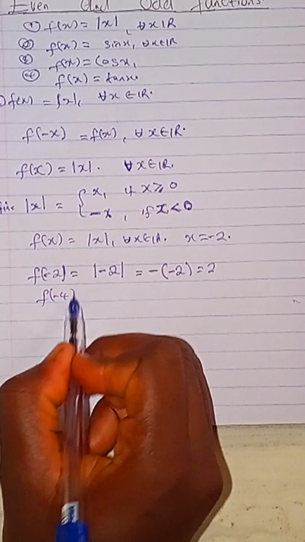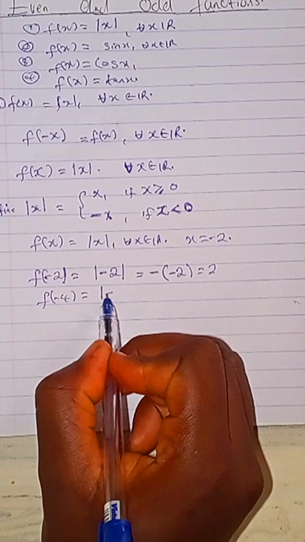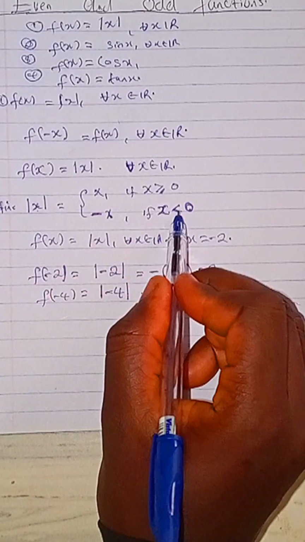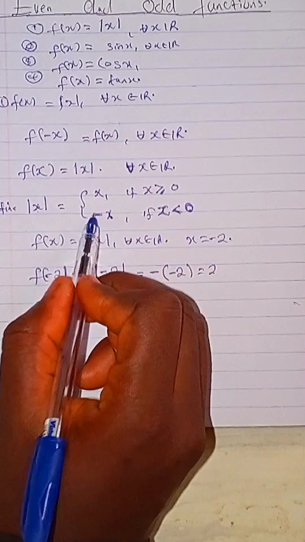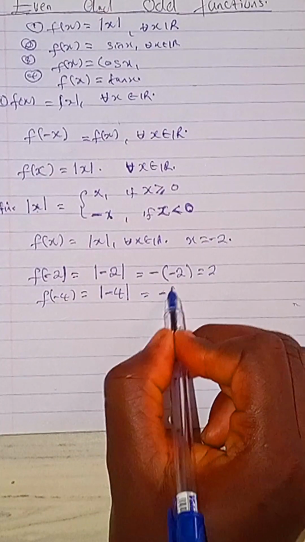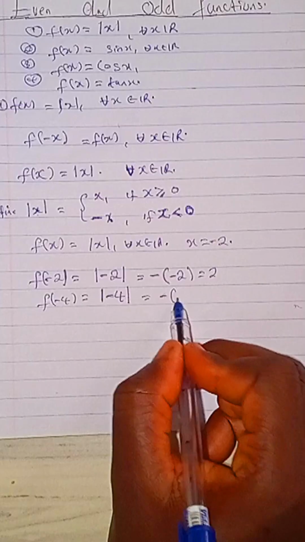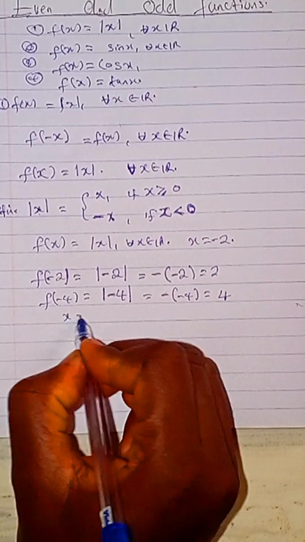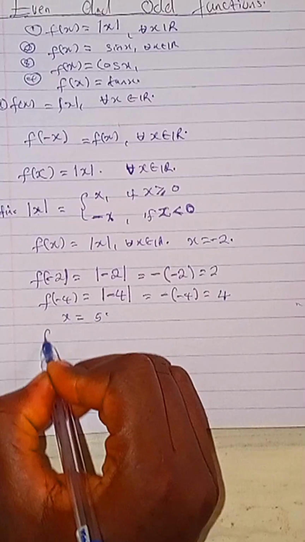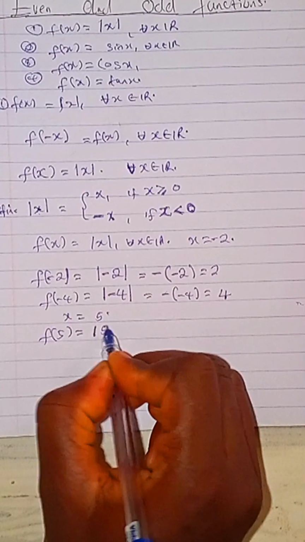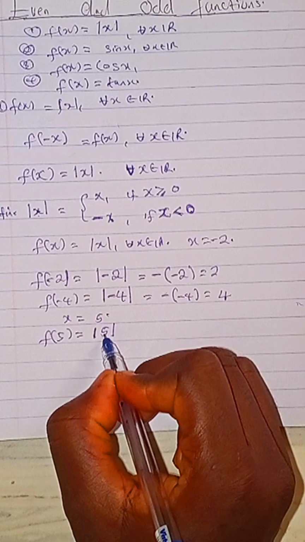f of minus 4. By definition, this is minus absolute value of minus 4. If x is less than 0, a negative number, negate what is inside the absolute value. This is minus, and what is inside the absolute value is minus 4, which gives 4. If x is a positive number, what is f of 5? f of 5 is absolute value of 5. What is absolute value of 5?